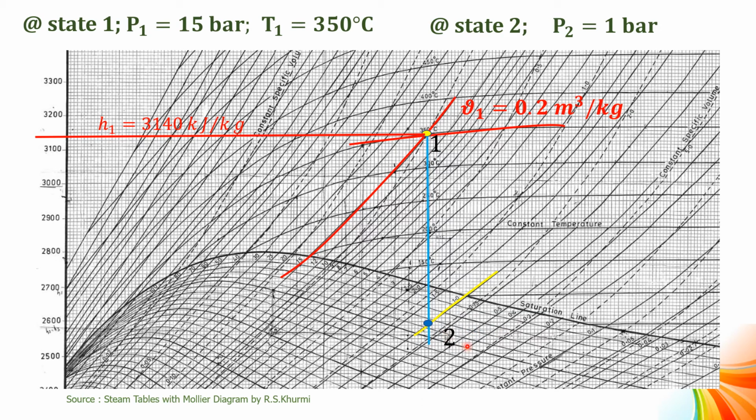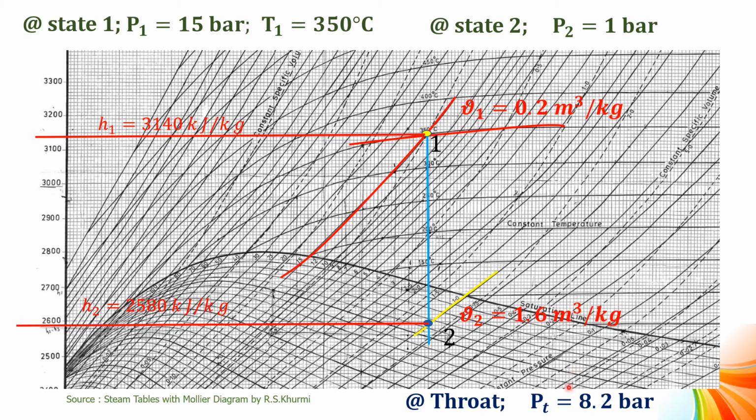So mark the point as 2. Now at point 2, I have to measure the corresponding specific enthalpy value from the y-axis. So H2 equal to 2580 kilojoule per kilogram. So we have to measure the corresponding specific volume value also. That point 2 lies between 1.0 and 2.0. So approximately that value is 1.6 meter cube per kilogram.